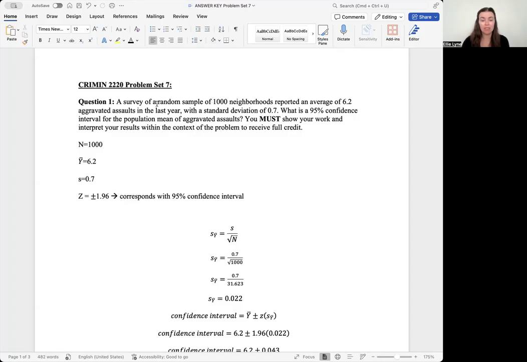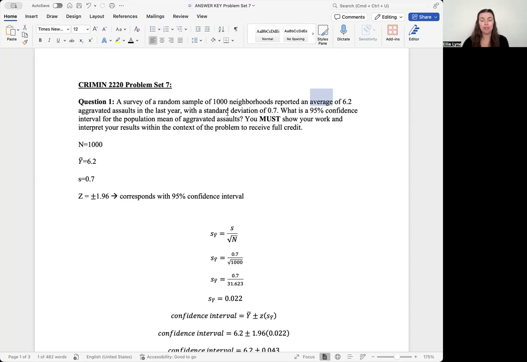Here I see that we have a random sample of 1,000 neighborhoods. So that will be our N. They reported an average of 6.2 aggravated assaults in the last year. Our key word here is average. That should note for you right away that we are working with means here rather than proportions. Remember that mean and average are really interchangeable terms. And so that should trigger for you that we are using the corresponding formulas for means rather than proportions.